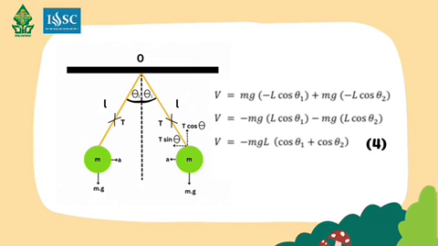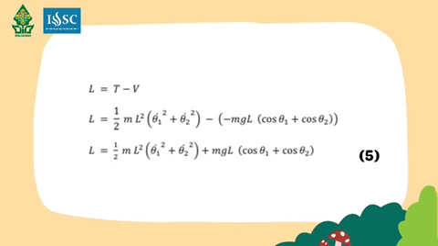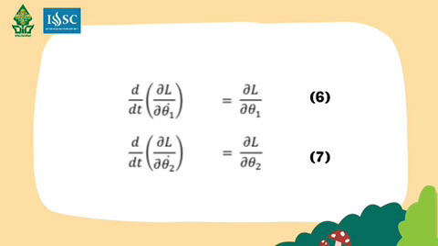Then we find the potential energy is mg times minus L cos theta 1, negative because the reference point used is this. Then plus mg times minus L cos theta 2. Then we will get equation 4. We can substitute equations 3 and 4 into equation 2 and get L in equation 5. The Lagrange equations for this system are shown in equations 6 and 7.